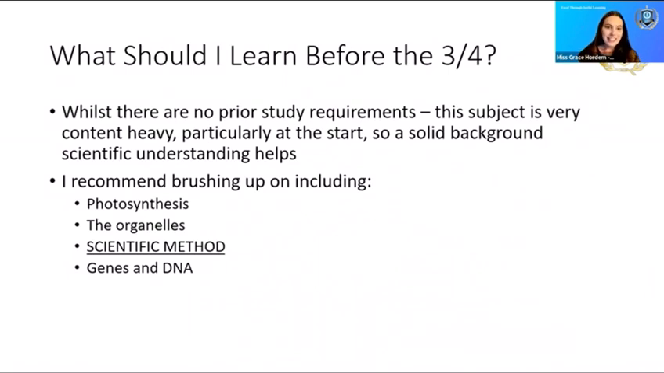And then lastly, genes and DNA. You don't have to know all the ins and outs, but certainly if you can be across the basics, that will set you up really, really well, so that it's not a big panic at the start of the year. So definitely the more you can learn beforehand, the better.